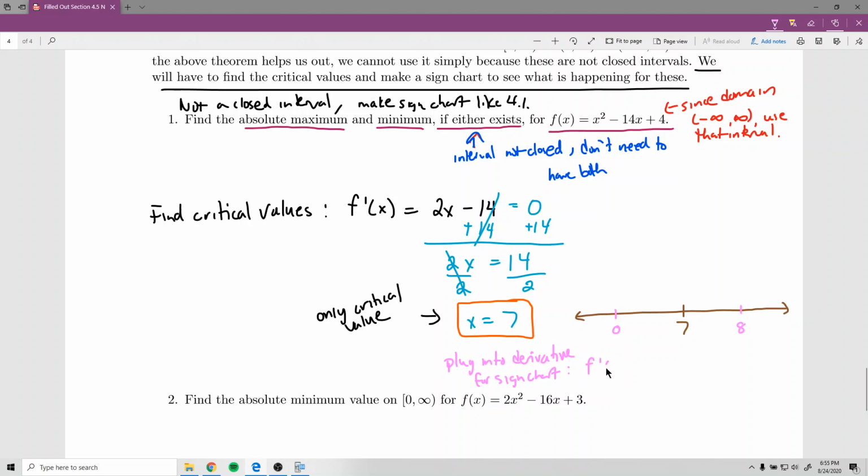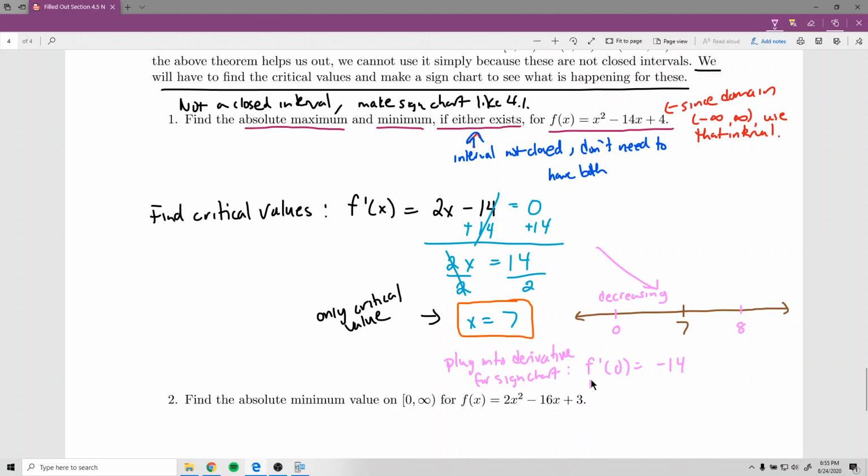All right, so f prime of 0. What do we get if we plug in 0 to the derivative? Our derivative formula is 2x minus 14. So that's negative 14. Because the derivative is negative, it is decreasing over here. And I can draw my downward arrow like that.